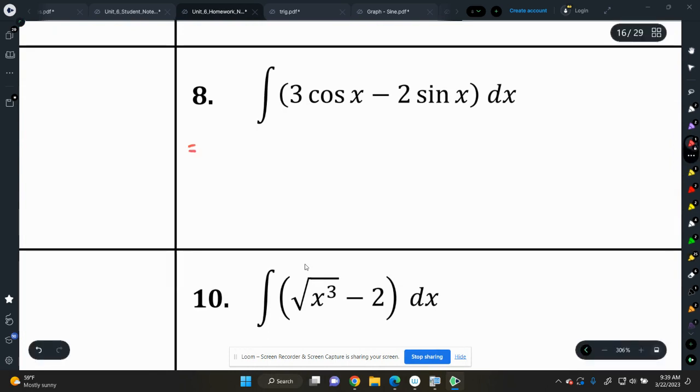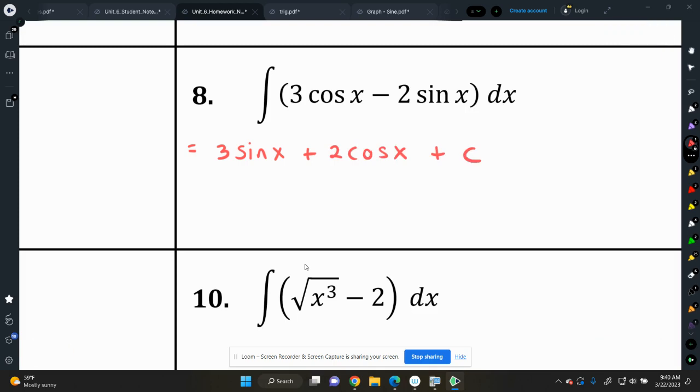So we're going to integrate that so we get 3 sine x. Why is it plus 2? Because the derivative of cosine is negative sine. Yes, plus C, and we're done. Okay?